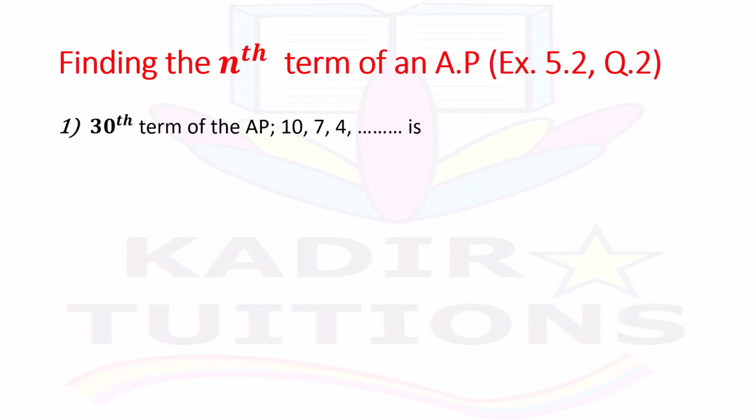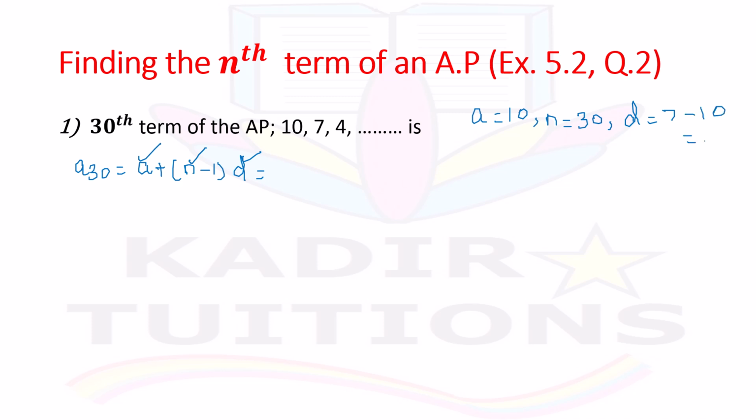So what is the first problem? We are going to find the 30th term of this AP. So what is A30? We are going to use the general formula. First we will write a plus (n minus 1) into d. For this we need to know what are a, n and d. First we will find all the values. a equals the first term, which is 10, and n is nothing but 30 because we are going to find the 30th term. And what is d? It's second term minus first term, which is minus 3.